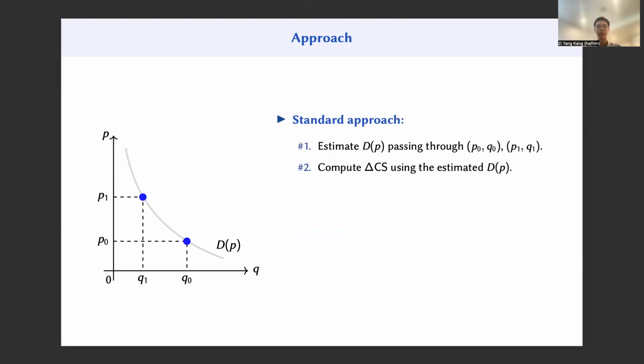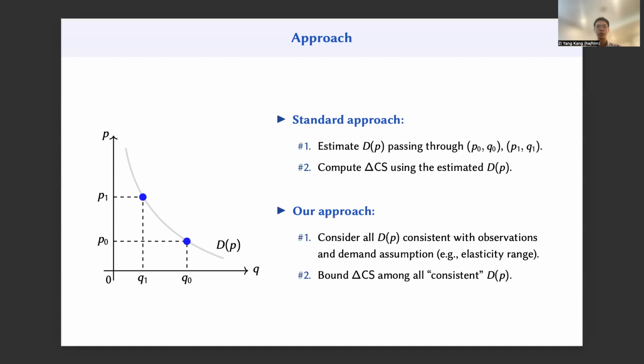The standard approach taken by the empirical literature first estimates the demand curve that passes through the observed points under a functional form assumption, and then integrates the estimated demand curve to find the change in consumer surplus. While such an approach is standard, the estimated change in consumer surplus might not be robust to the functional form assumption imposed on demand. Instead, we introduce a new approach.